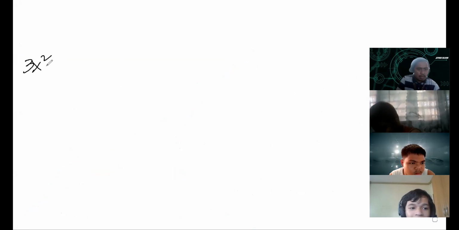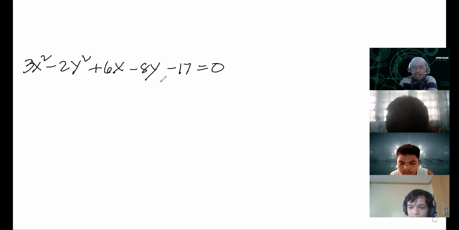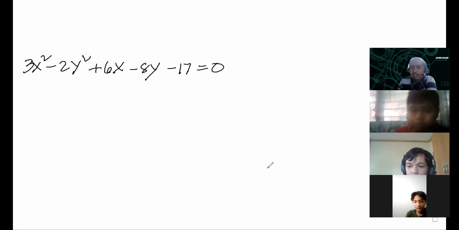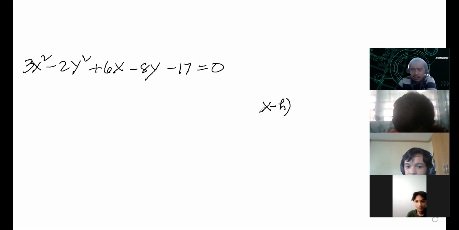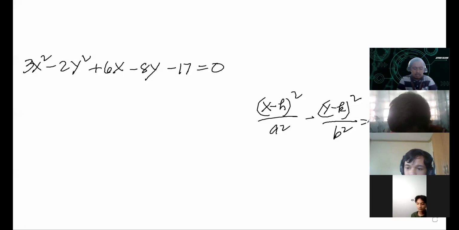Okay, I will give you this one. The equation is 3x squared minus 2y squared plus 6x minus 8y minus 17 equals 0. Okay? Obviously, you can see that it is either of the two standard forms that we will use. This one equals 1. And then, for a while.